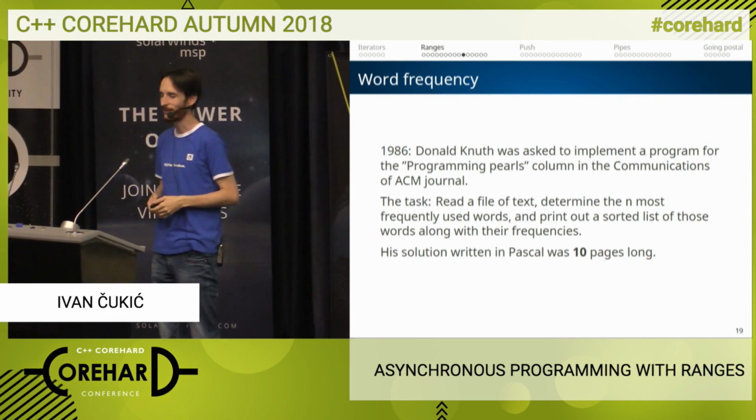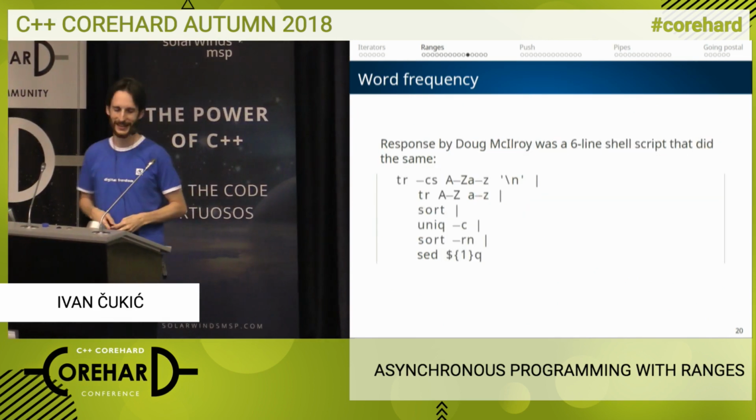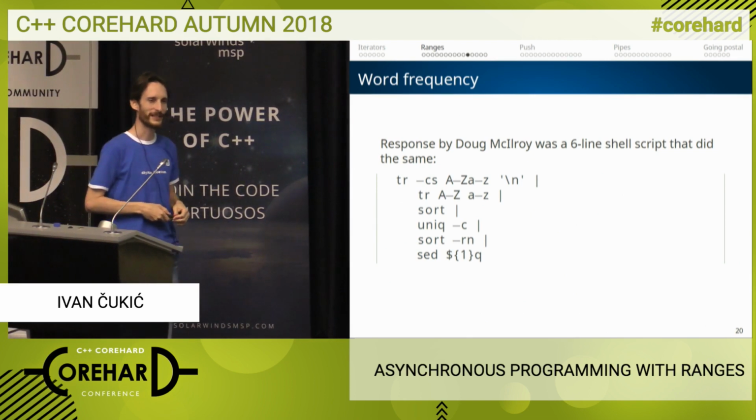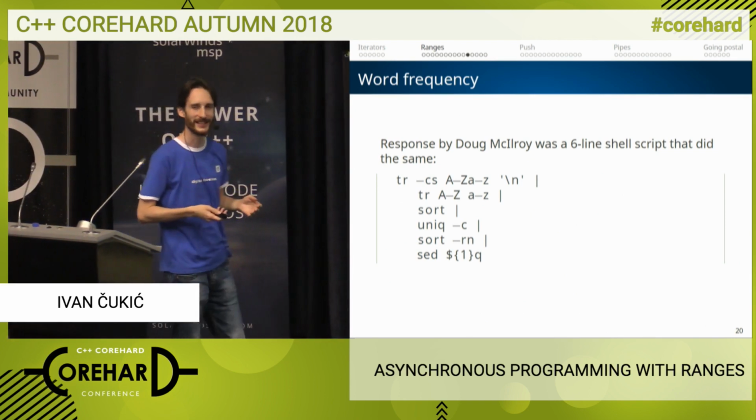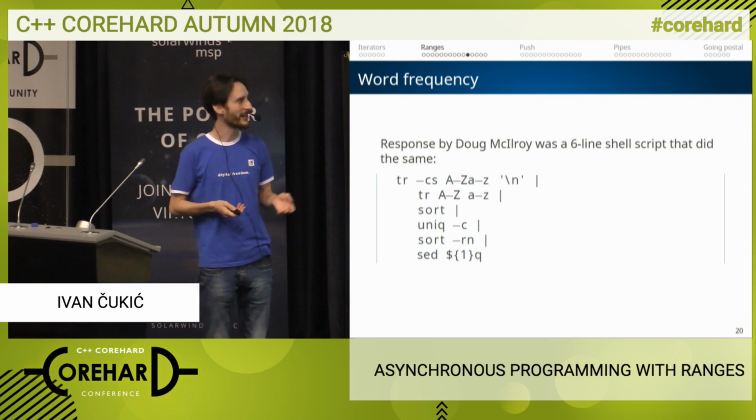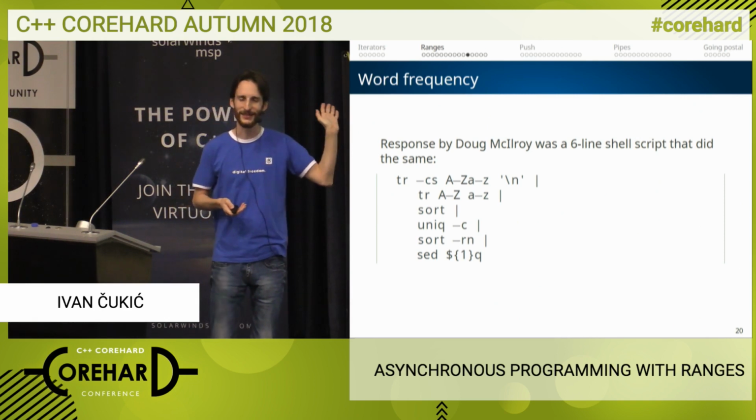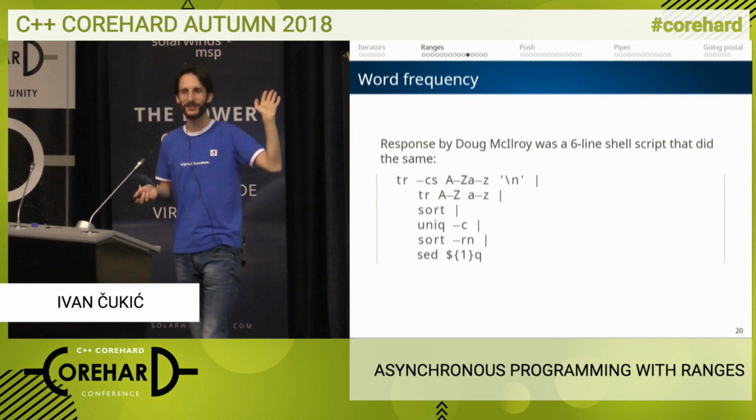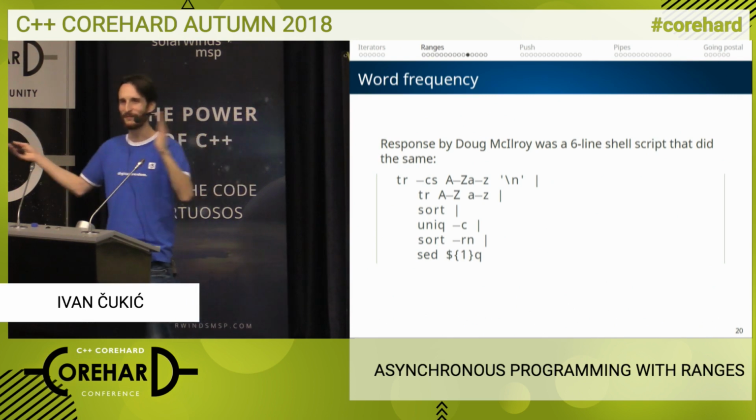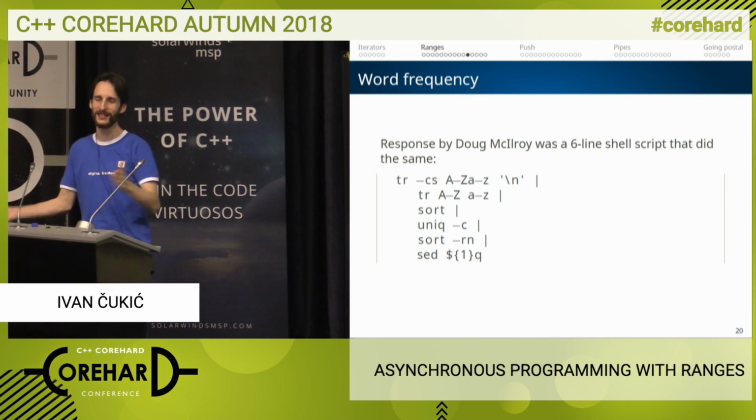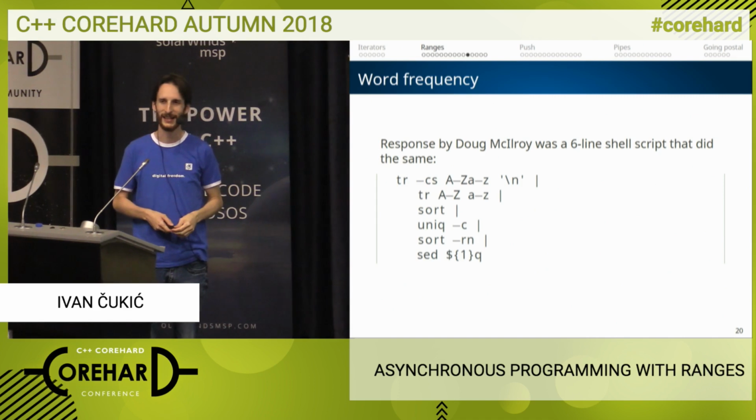But there was one brave guy called Doug McIlroy, who was famous for Unix shell. And he just replied with six lines of Unix shell, which is beautiful. So 10 pages of Pascal versus six lines of Unix.